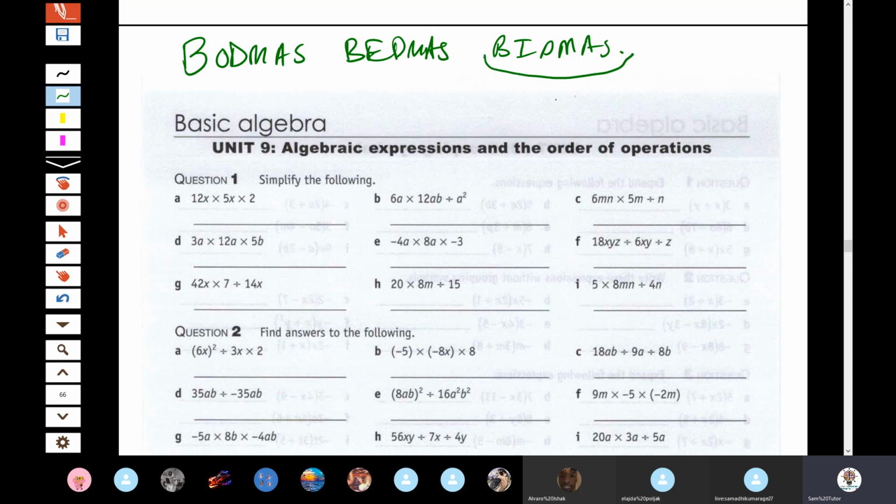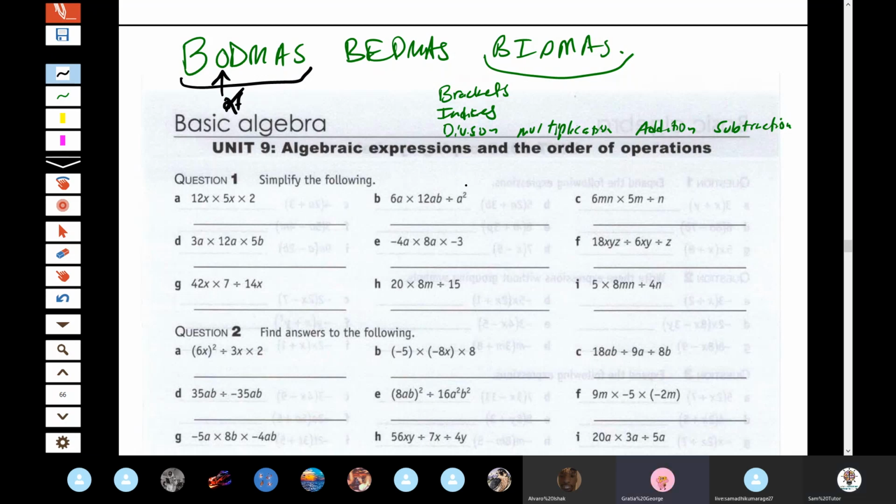I use this one, which just stands for brackets, indices, division, multiplication, and then, of course, addition and subtraction. Whereas I think most students use this one here, O, they say of. What does of even mean? So I don't really use that version. I use this one here. We call it with an I, indices. My teacher does the O as orders.